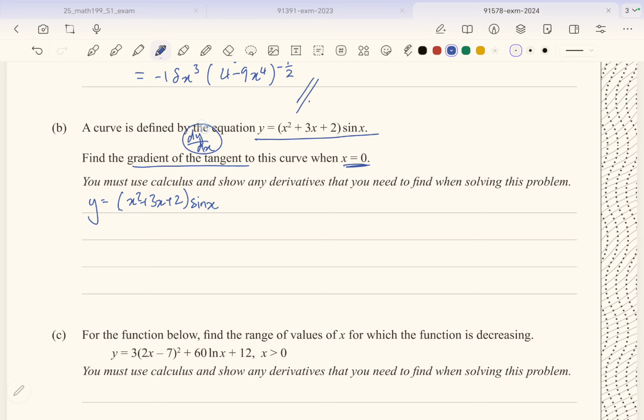Now, we need to find dy by dx, so just going to write dy by dx equals, there's two separate functions of x, so we're going to use product rule. We differentiate the first function, multiply by the second function, and then we're going to differentiate the second function and multiply by the first function.